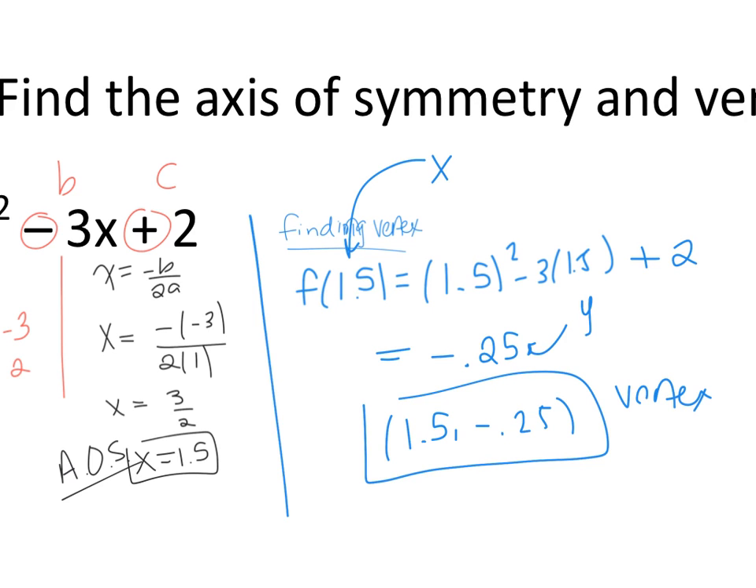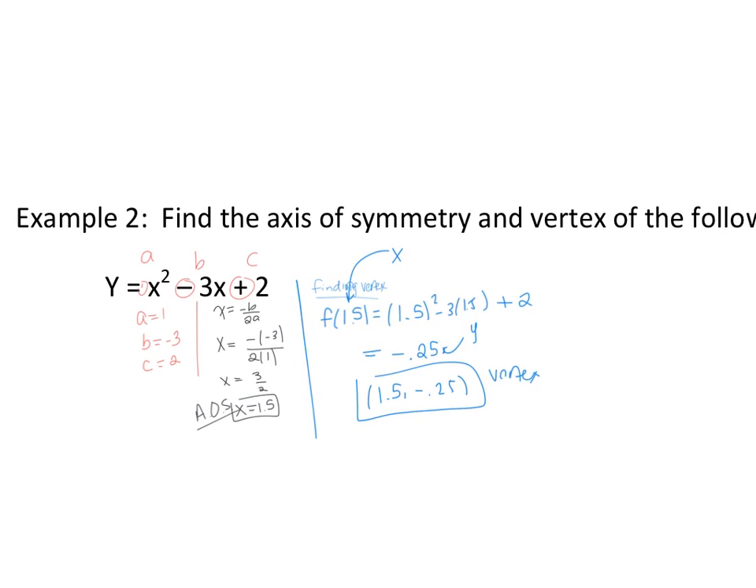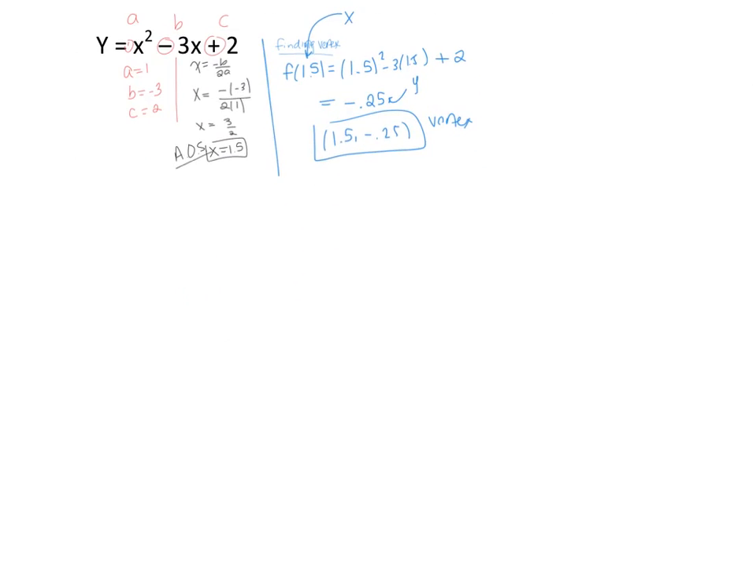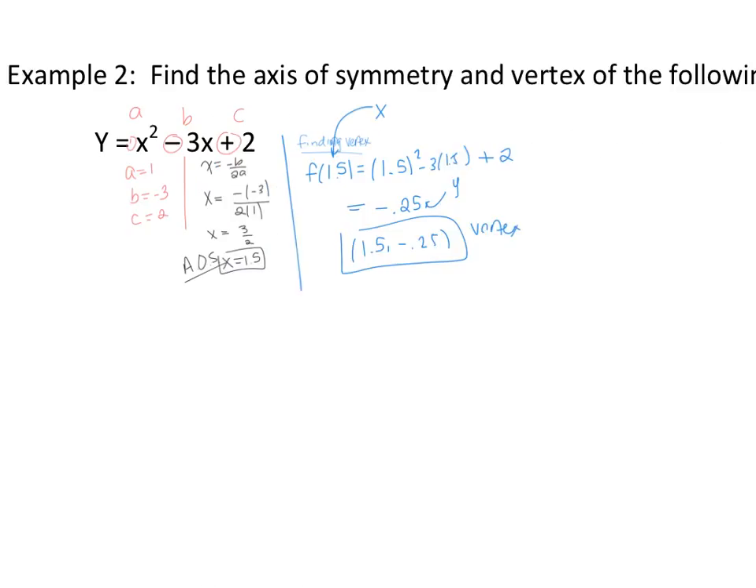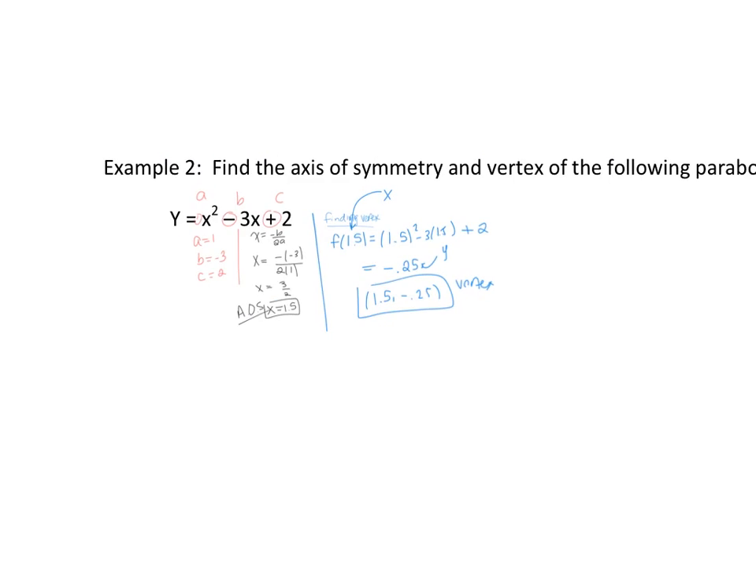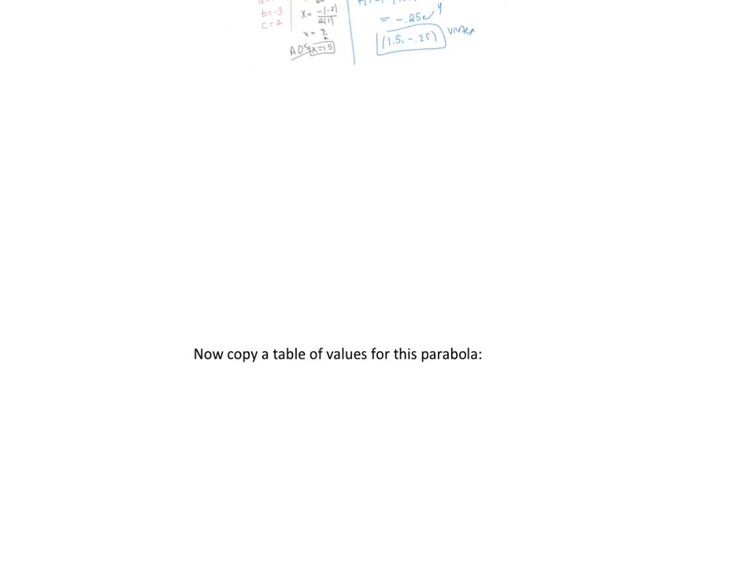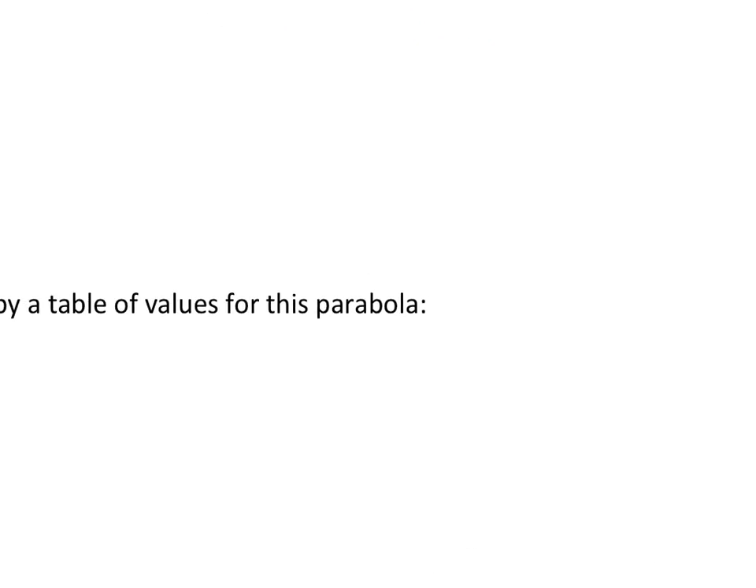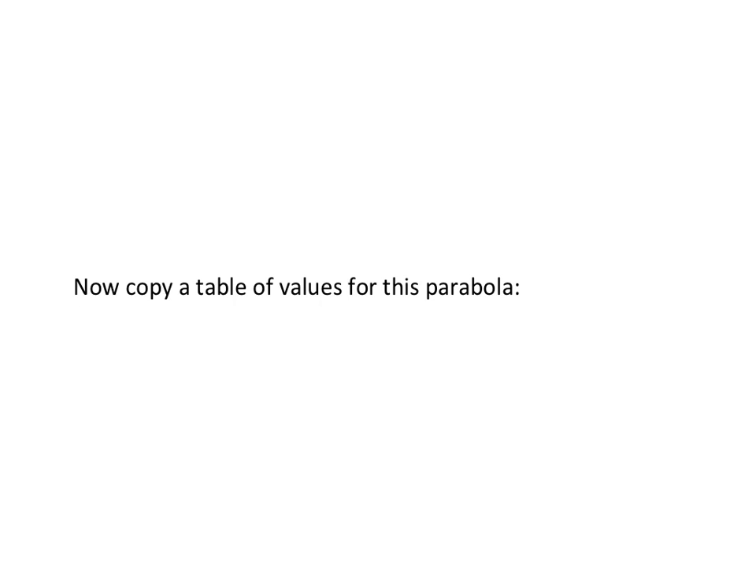So here's the thing. Right now we're actually going to copy the table of values from Desmos or our calculator down below. So again, this is your work for this question. Now we're going to go down, for the exact same equation, and I'm going to write it out. So y equals x squared minus 3x plus 2.